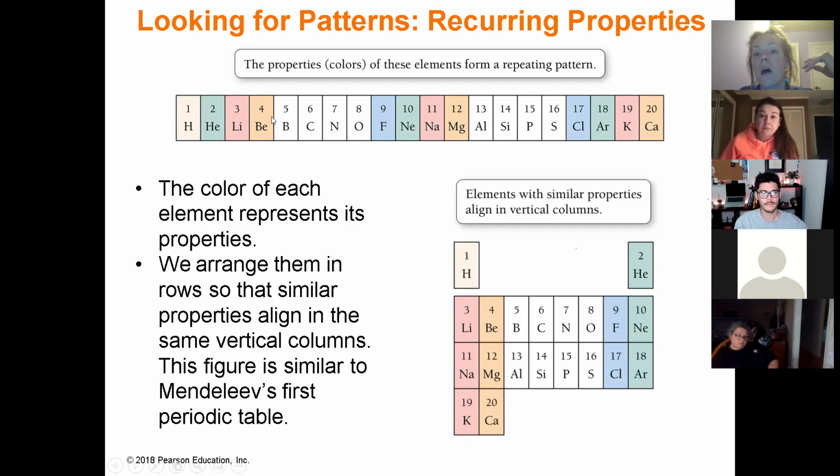And so he thought, well, for convenience, why don't we truncate the list of elements when we get that repeating pattern and just insert it underneath? So right after neon, he cut everything off and took the sodium and stuck it underneath lithium, right? And he took the helium and put it over neon. So now we're starting to see the basic structure of the periodic chart.